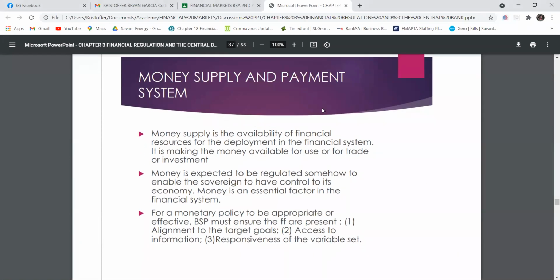So, monetary, Kate, ikaw na magbasa nito. Monetary supply and payment system. Monetary supply is the availability of financial resources for the deployment in the financial system. It is making the money available for use or for trade or investment. Tapusin natin. Money supply, availability daw ng financial resources for the deployment in the financial system. Ibig sabihin, making money available for use para sa trade and investment.